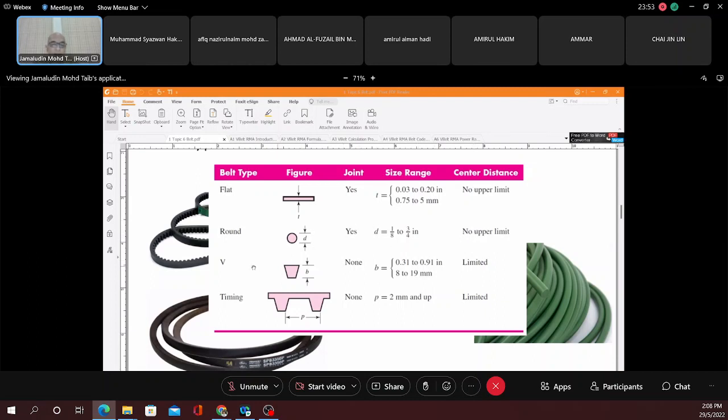However, the V-belt and timing belt have a fixed length. Maybe you have a number of choices of length, then you have to do calculation on that. The center distance for the V-belt and timing belt will depend on what belt you have selected. For this course, we are just focused on the V-belt only, the third one.